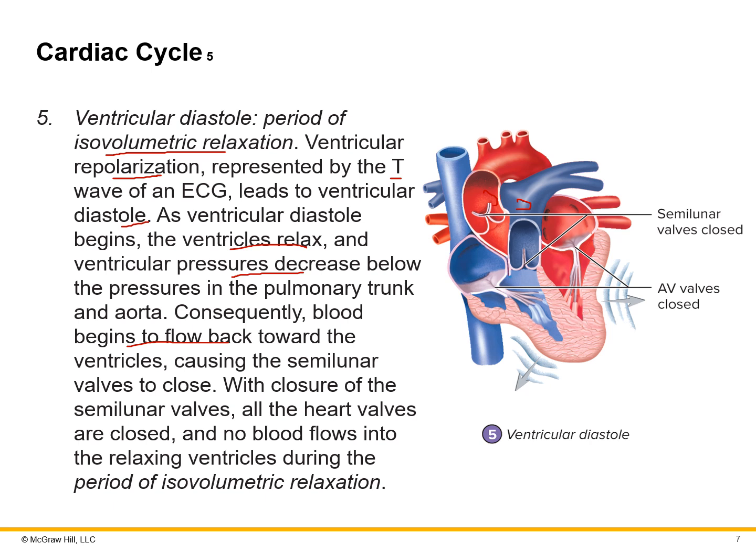Again, we don't want that though. We want one-way flow. But as the blood starts to come back in, as the pressure decreases, that's going to close those semilunar valves so that the blood can't go back into the ventricles.